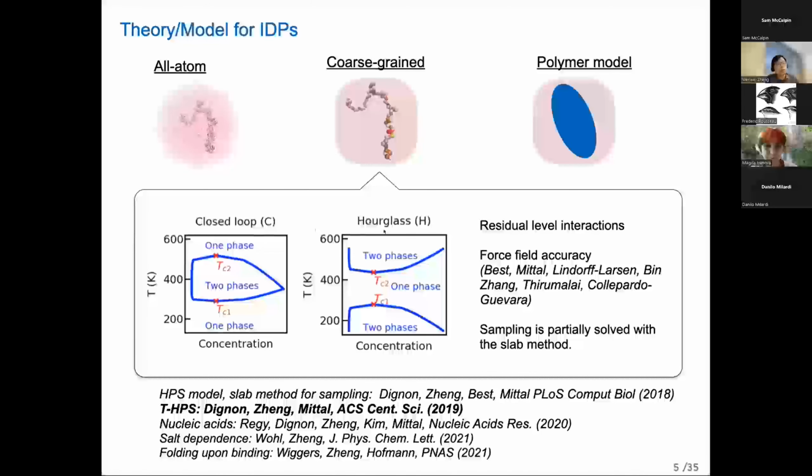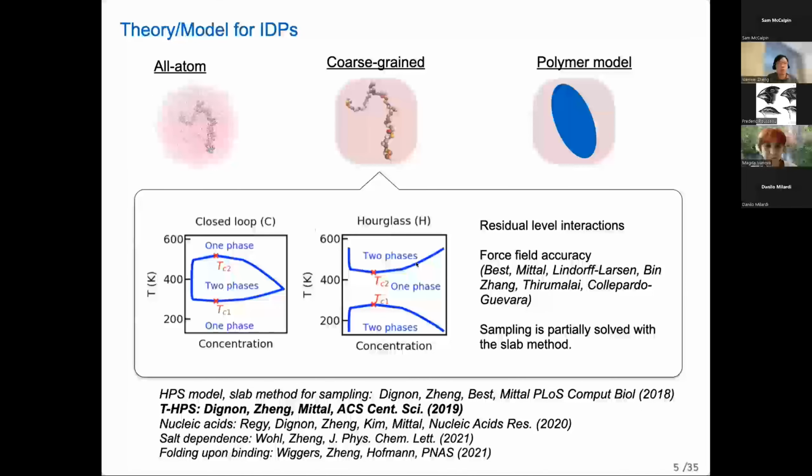The second one is usually hourglass, and the sequence actually determines the difference between these two diagrams and which sequence might prefer which one. Usually hydrophobic amino acid-rich sequences would prefer a closed loop phase diagram, whereas polar and charged amino acids would prefer an hourglass phase diagram.